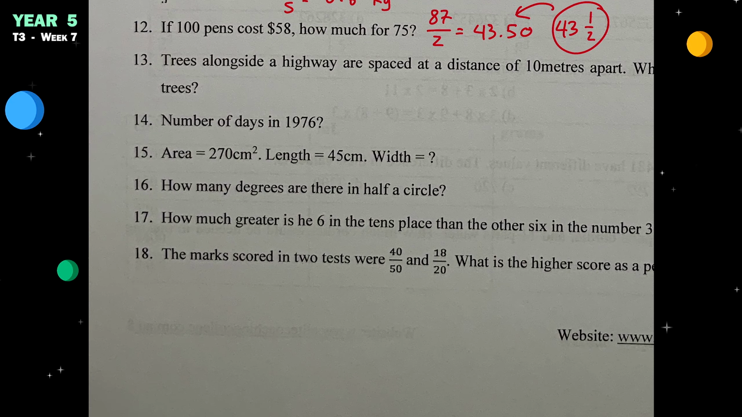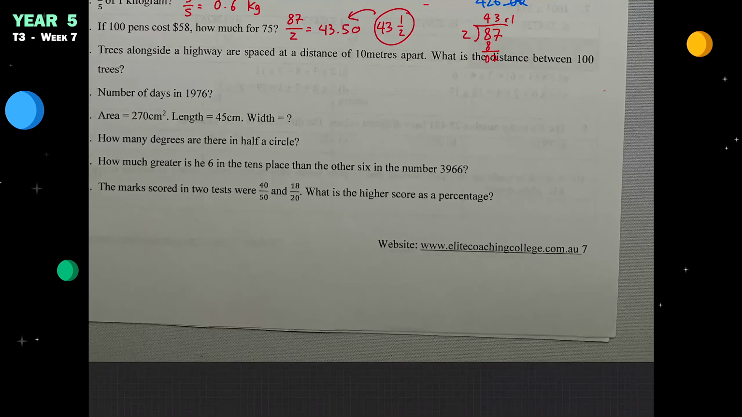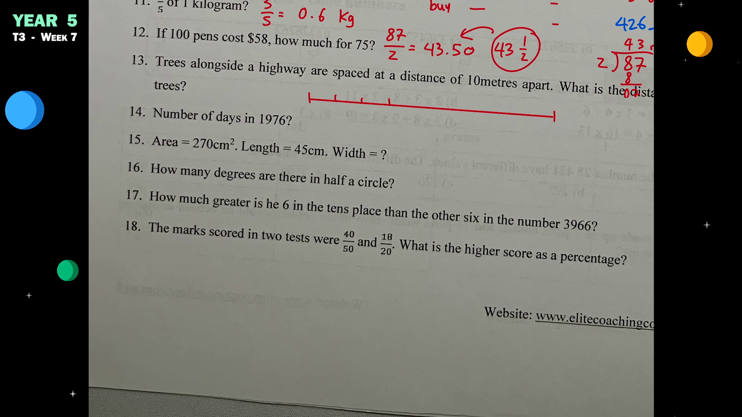Trees alongside a highway are spaced at a distance of 10 meters apart. What's the distance between the 100 trees? Okay, so you've got some trees, and there are 100 trees. I'm not going to draw it correctly, there's probably more. Now we imagine that each tree is spaced 10 meters apart. So how do you find the distance between 100 trees?